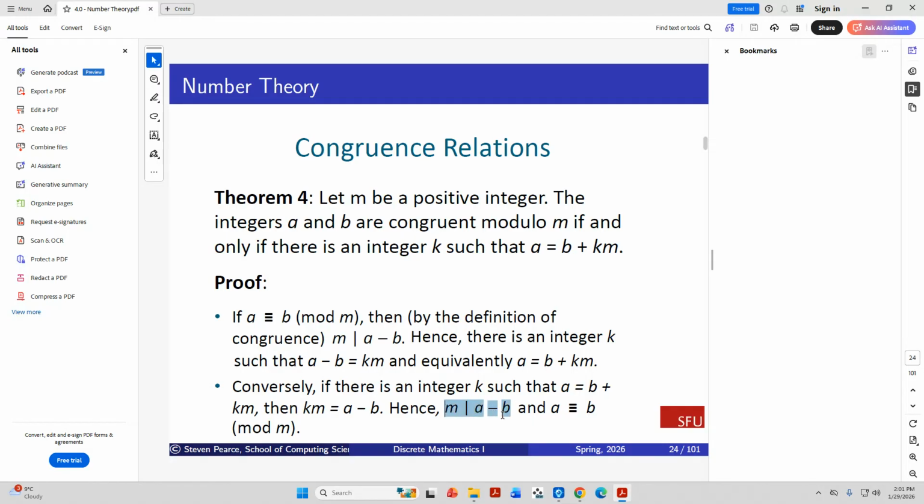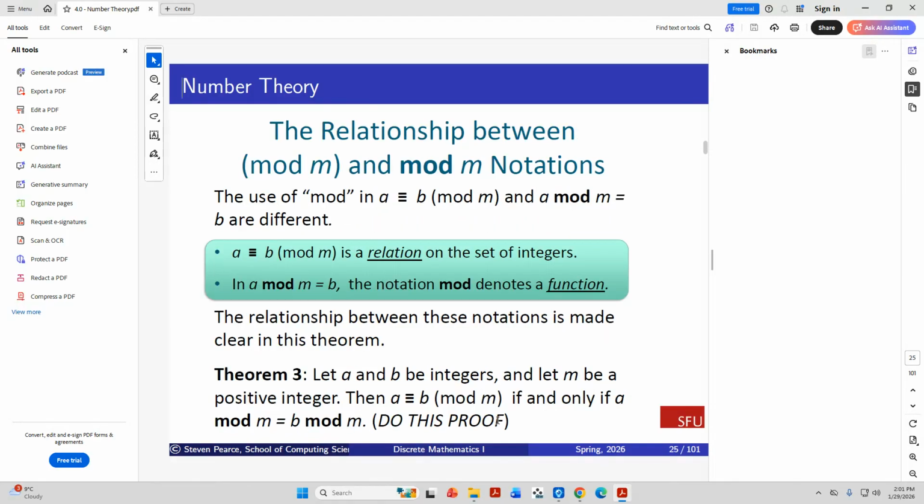That is very important, that right there. Hence m divides a minus b, and a is congruent to b modulo m. Those two things are the same. So when you see a is congruent to b modulo m, think of m divides a minus b. If you have a calculation that you need to do, that is what you do. You go straight to that definition. That's very important.